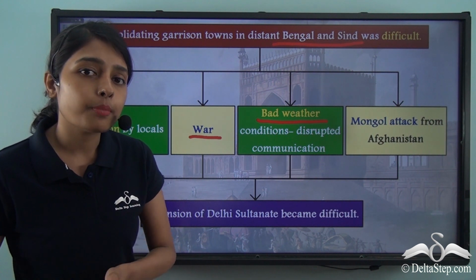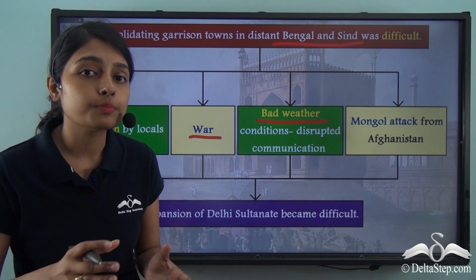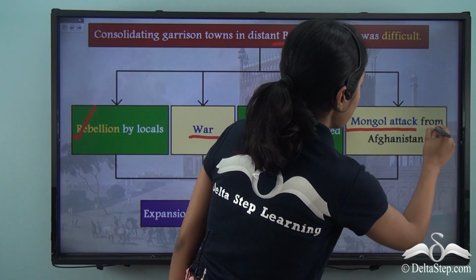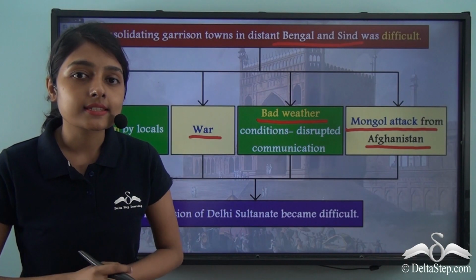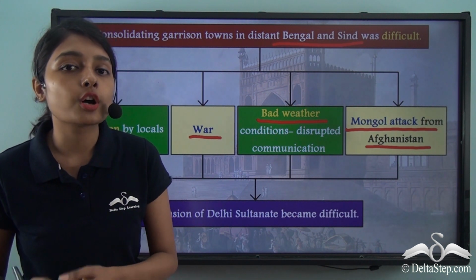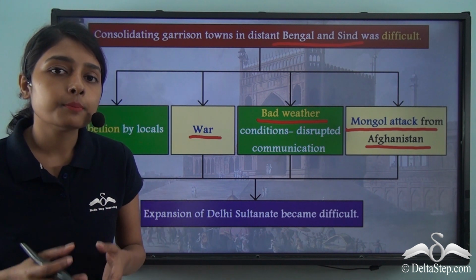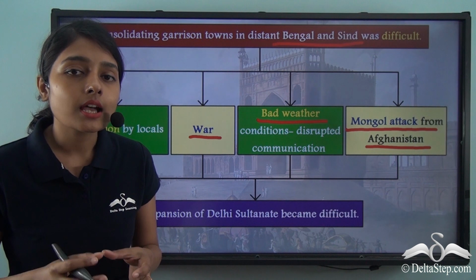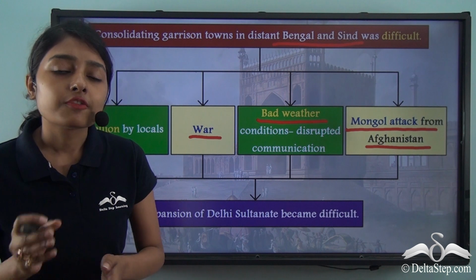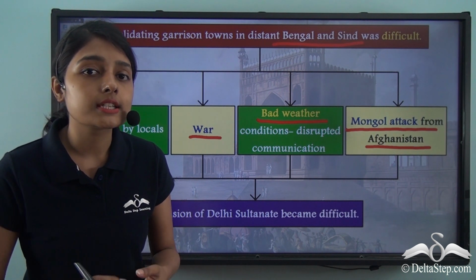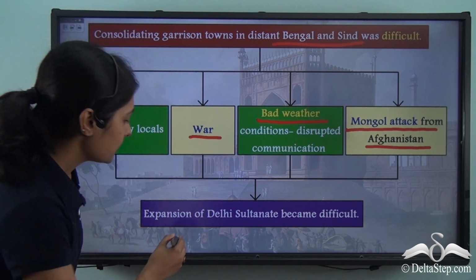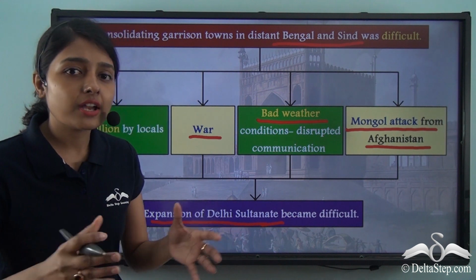And finally, a very important reason why they were not able to perform this consolidation of garrison towns was Mongol attack from Afghanistan. In our previous lessons, we learnt how the Delhi Sultanate was under constant threat from the Mongols. Now, whenever any Mongol attack took place, the sultans had to commit themselves to defending their dynasty, which is why they could not focus on consolidating the garrison towns. So together all these reasons made the expansion of Delhi Sultanate very difficult.